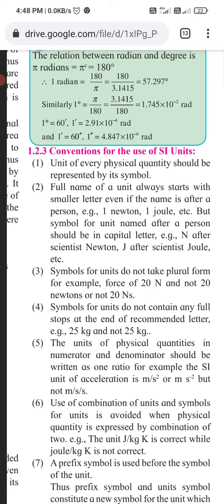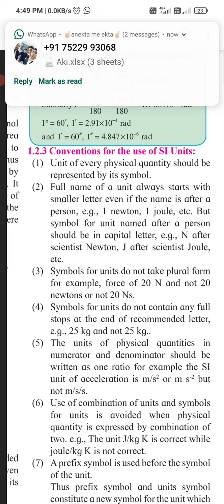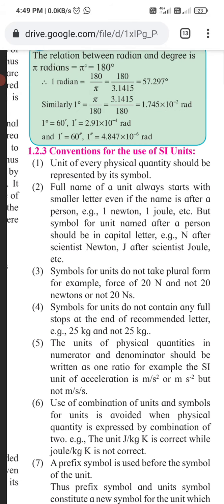Use of a combination of units and symbols for a unit is avoided when a physical quantity is expressed by a combination of two. The unit joule per kg K is correct, while joule per kg K written in mixed form is not correct.